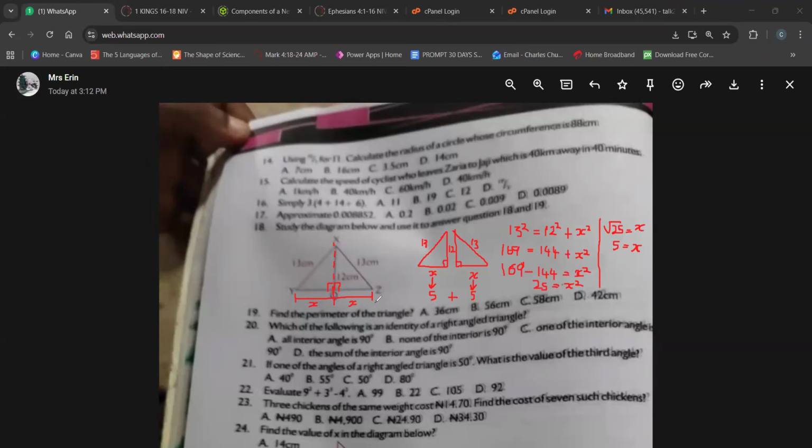So now can we find the perimeter? The perimeter will be 13 plus 13 plus 10. 13 plus 13 is 26, and 26 plus 10 is 36. So the answer is 36. Do you understand how I solved it?